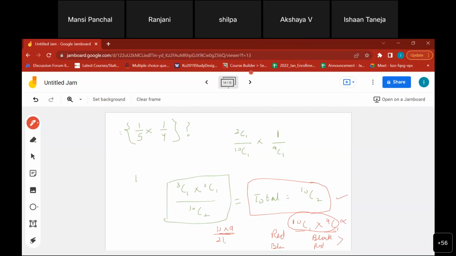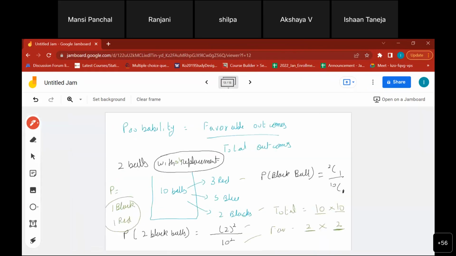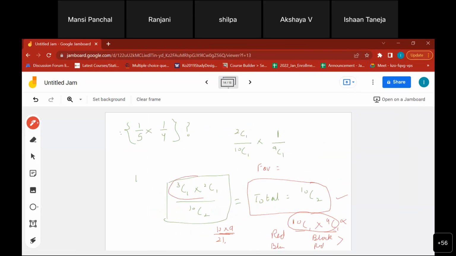Okay. And what are your favorable outcomes? One red and one black. 3C1 and 2C1. 3C1 into 2C1, right? These are your favorable outcomes. So favorable upon total, you get the probability. So keep in mind, whenever it is without replacement, take it together. You have to remove that order case also, right? Yes, got it.